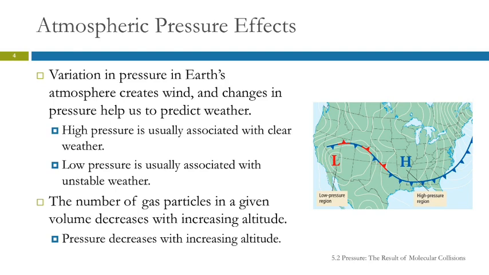happen with the weather. So here's a map showing a low pressure region over here. Low pressure is usually associated with unstable weather. So you might have rain or storms or something. Over here, a high pressure system, usually that indicates clear weather.